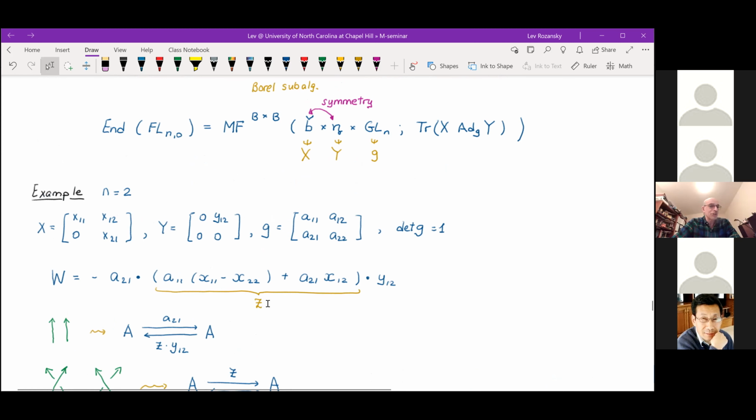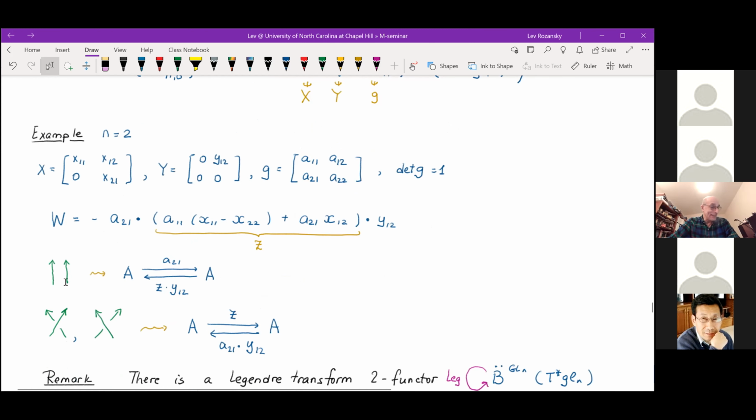Setting this expression to 0 tells you that the flag is somewhat inverted, that you permuted the eigenvalues of the matrix X. X respects the standard flag, it's upper triangular, but on the critical locus, it must also respect the second flag. So X conjugated by G should also be upper triangular. And this is given by this condition that Z is 0.